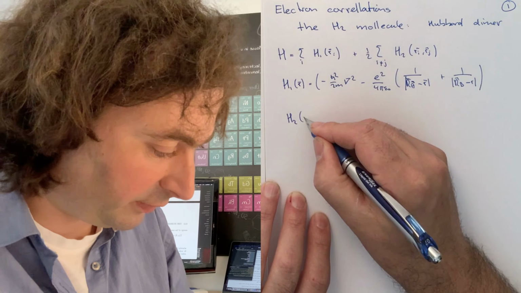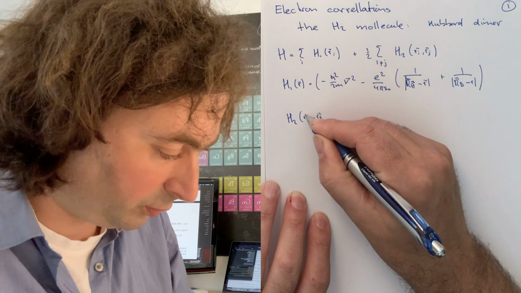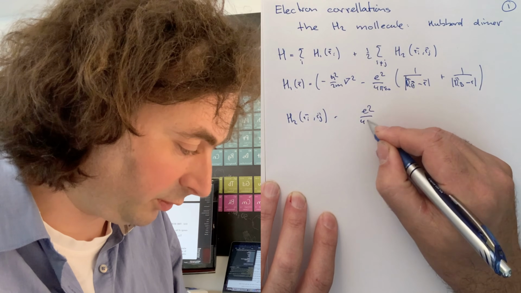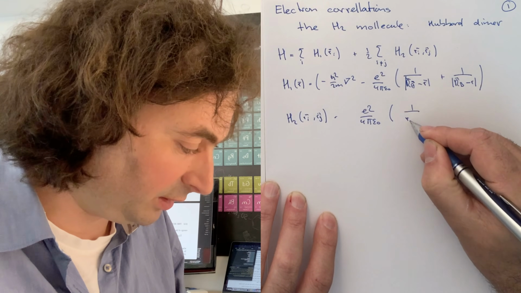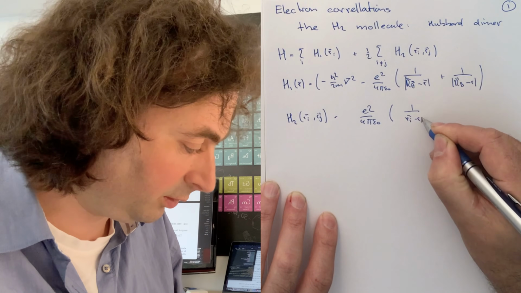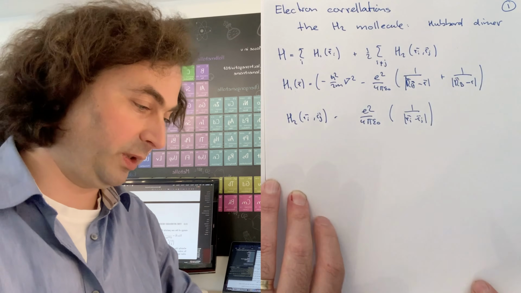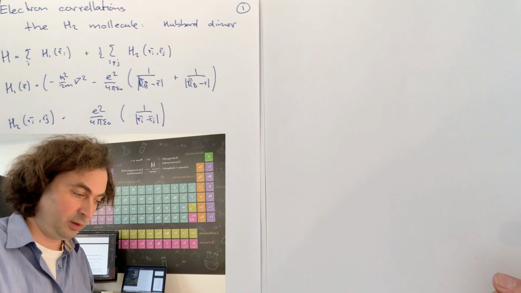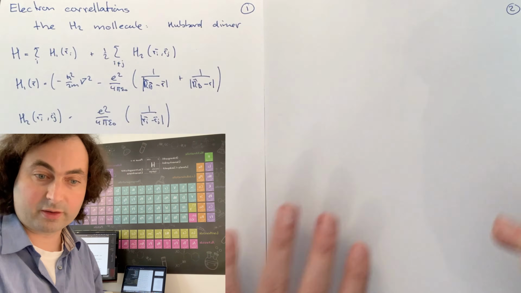The Coulomb interaction between our 2 electrons is e squared over 4 pi epsilon 0, and then just 1 over the distance between the 2 electrons. So just the normal Schrödinger equation for a hydrogen molecule.